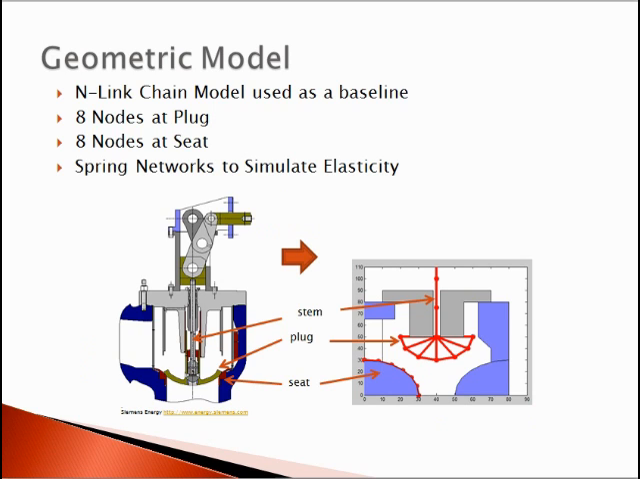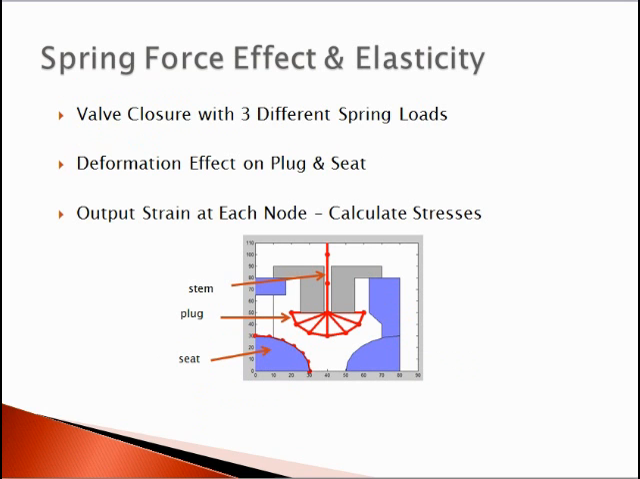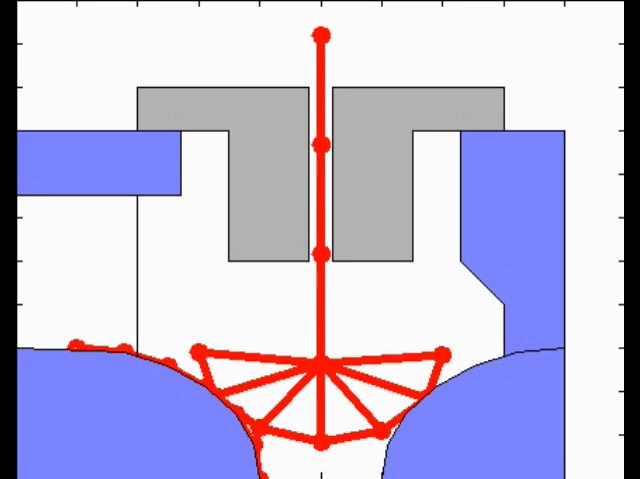The geometric model has 8 nodes at the plug, 8 nodes at the seat, and essentially is a spring network that simulates elasticity. We'll close the valve 3 times with increasing load. We'll look at the deformation on the plug and seat, and then those can be used to calculate stresses. We have increasing spring loads with elastic deformation and a close-up.